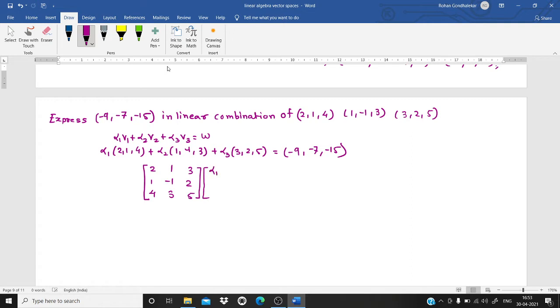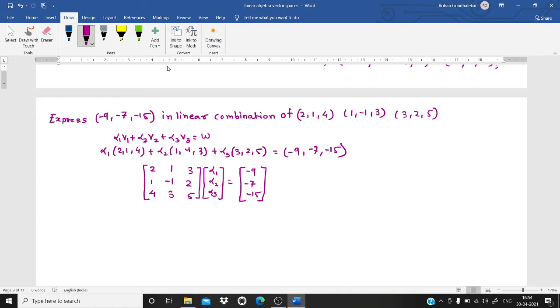Into the matrix of unknowns, say alpha 1, alpha 2, alpha 3, is equal to -9, -7 and -15. Fine. Now our role is to calculate the value of alpha 1, alpha 2, alpha 3. That means we can solve this system of linear equations by performing the row transformation.